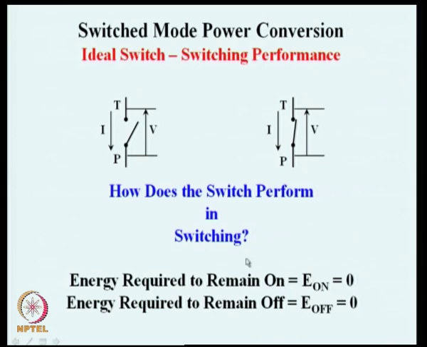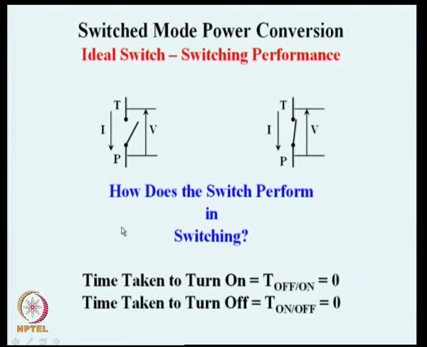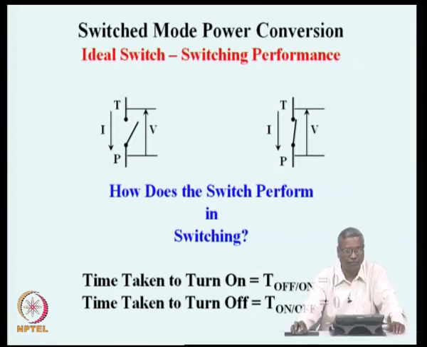So, ideally the switch does not dissipate any power, the switch does not require energy to keep it in the on state or to keep it in the off state, and further the time taken to move from one state to the other, off state to on or on state to off, this time is also 0. The time taken to move from off to on or on to off is also 0 in an ideal switch. We will see later that in a real switch all these will be non-zero and will have some minimum requirement as given by the electronic switch that we employ for carrying out the switching function.